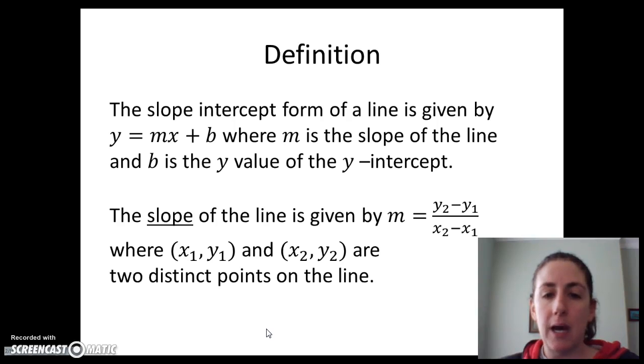Now the slope of the line is given by the equation m equals y2 minus y1 over x2 minus x1, where you have two ordered pairs that are on the line, (x1, y1) and (x2, y2). So you take the y from your second point minus the y from your first point over the x from your second point minus the x from your first point. It does not matter which point you call your first point and which ordered pair you call your second point, as long as you're consistent.